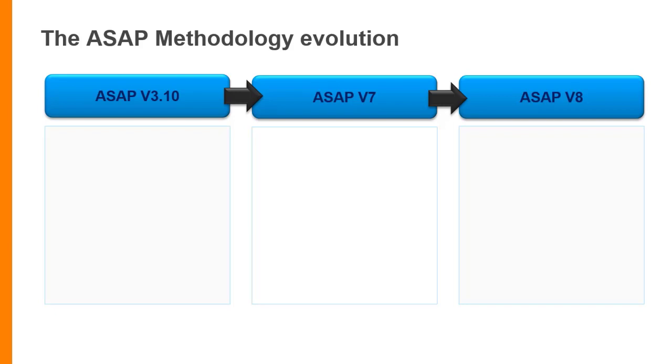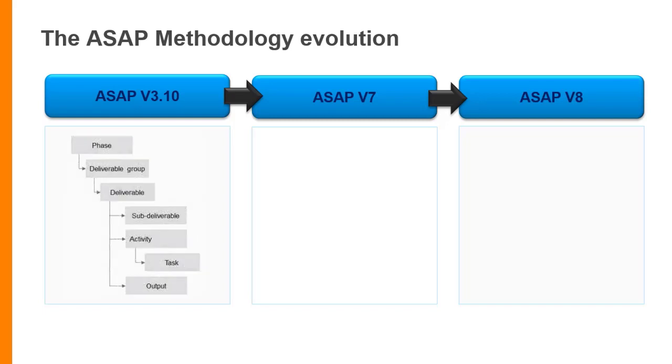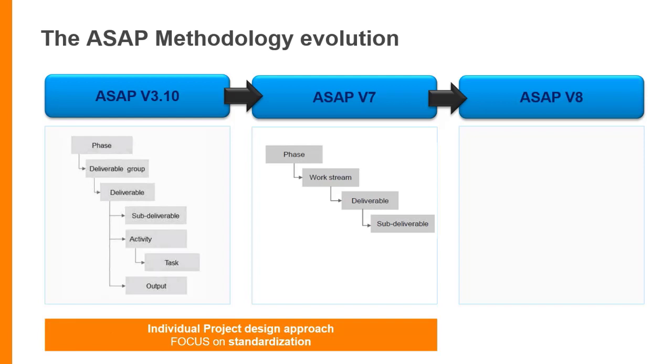How do they differ? So first, the ASAP, accelerated SAP methodology evolution. In version 3.10, it was a very classical WBS structured around phases, deliverable groups, deliverables, sub-deliverables, activities, tasks, outputs. Very complicated structure. As it progressed into version 7, the structure was quite simplified. So you had phases, workstream, deliverables, and sub-deliverables.